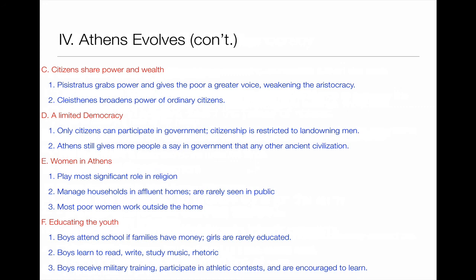And in Athens, they do receive military training. However, they're not as strongly focused on military as the Spartans are. They're more encouraged to learn and be academic than the Spartan society is.